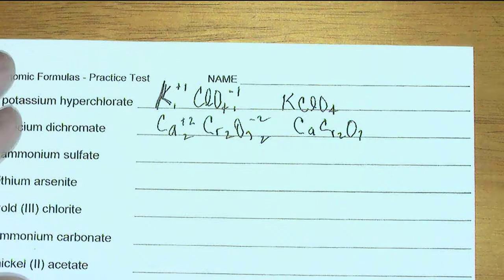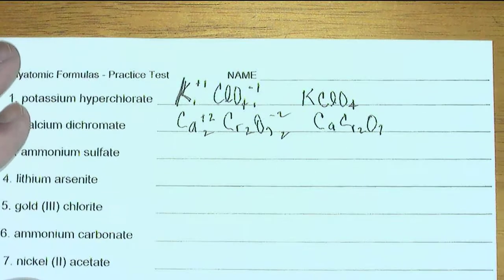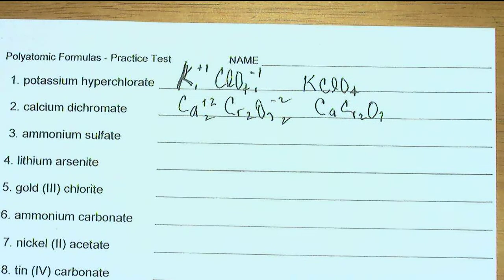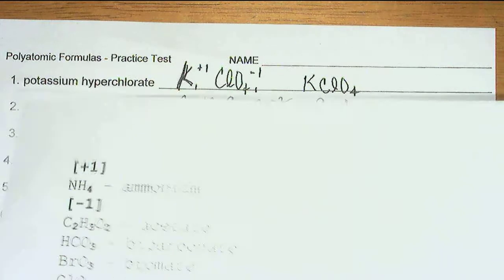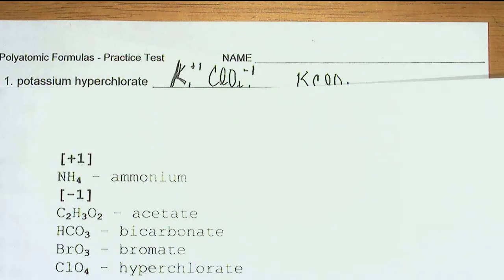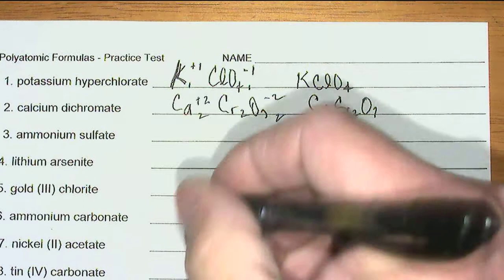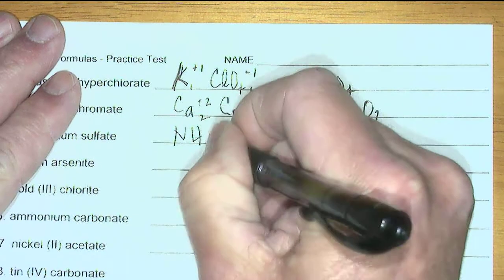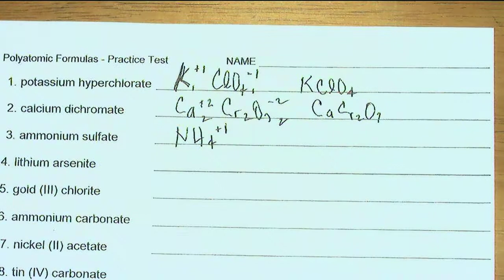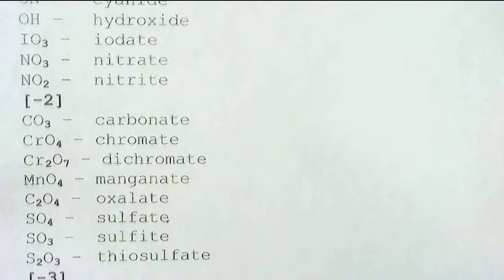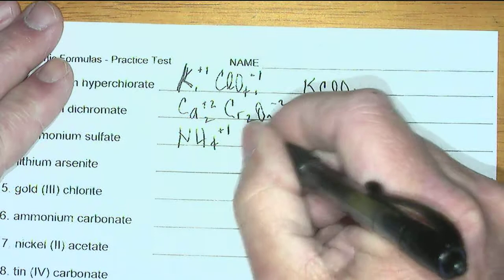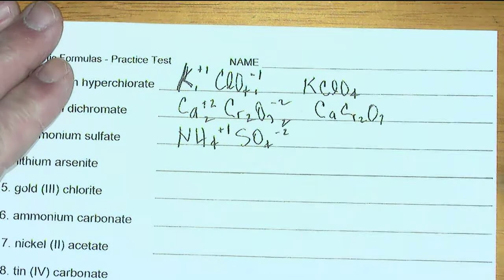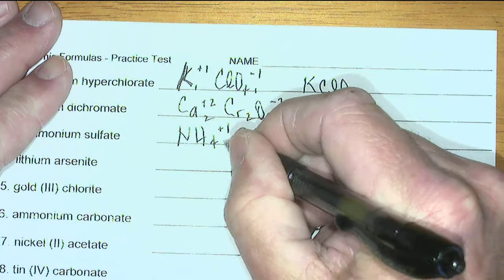Okay, this third one has the ammonium ion, ammonium sulfate. Ammonium is our single polyatomic ion that's positive, and there it is right there at the top of the sheet. It is NH4, and it is a +1. NH4, +1. Your sulfate ion is down here in the -2's. There it is right there, SO4 sulfate, -2. So that means the ammonium, we need 2 of those, and we need 1 of the sulfate.